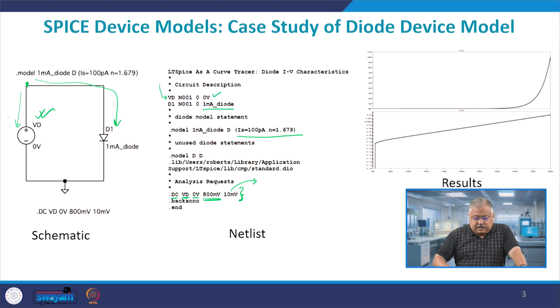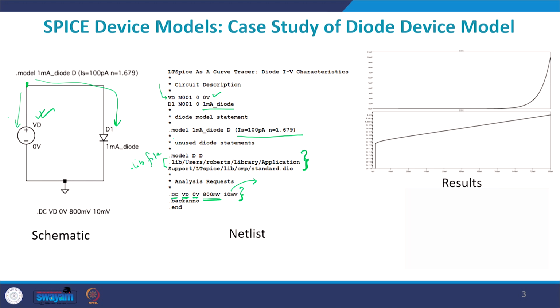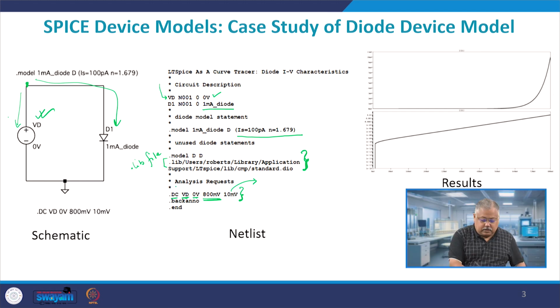Now, this is the library file from where the standard diode models are extracted. These are referred to as .lib files, so we start with .lib and recall the library files from here. And then finally, we end up having an analysis request. It should be a DC simulation on Vd, starting from 0 volts and ending at 0.8 volts, with an increment of 10 millivolts as you move along.